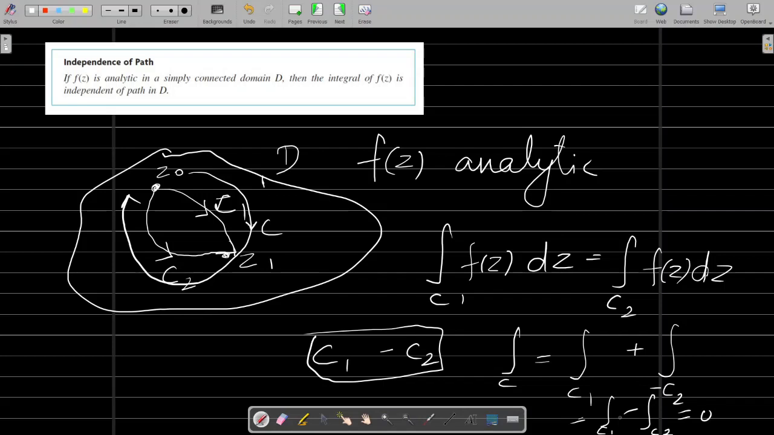The proof is not relevant. The only thing you have to understand is that if a function f of z is analytic in a simply connected domain D, then the integral is independent of path.